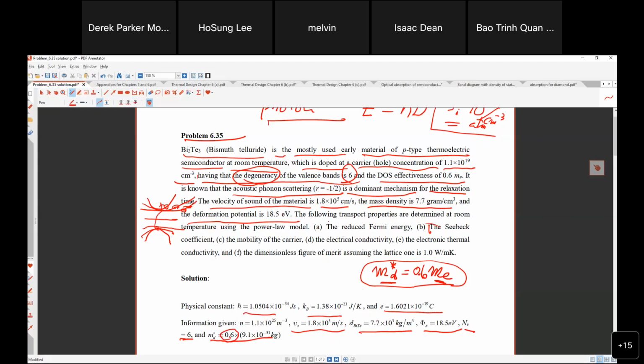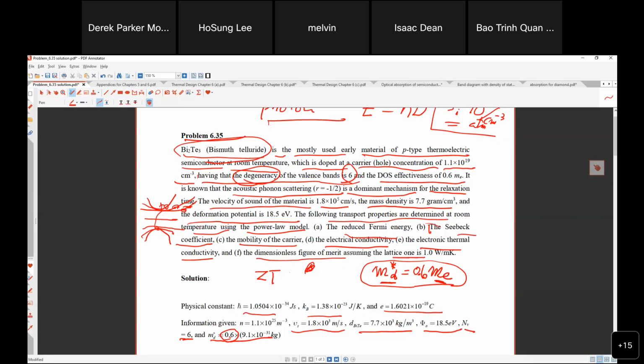The following transport properties are determined at room temperature using the power law. The reduced Fermi energy, we want to calculate. This looks like a semiconductor, and the Seebeck coefficient we would like to calculate. The mobility of the carrier, the electrical conductivity, the electronic thermal conductivity, and the dimensionless figure of merit, ZT.